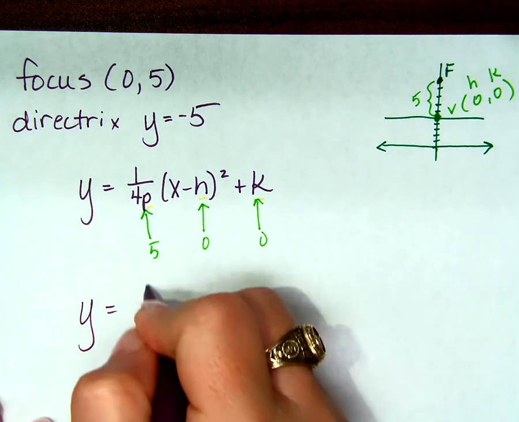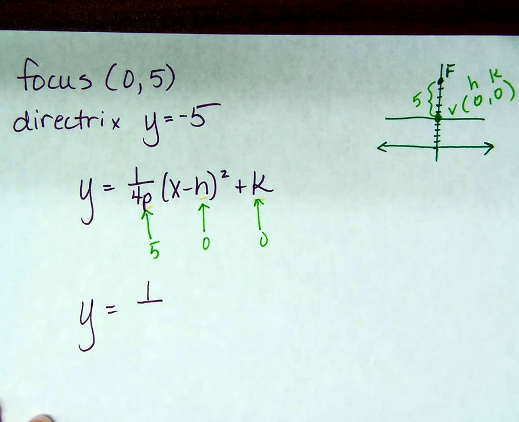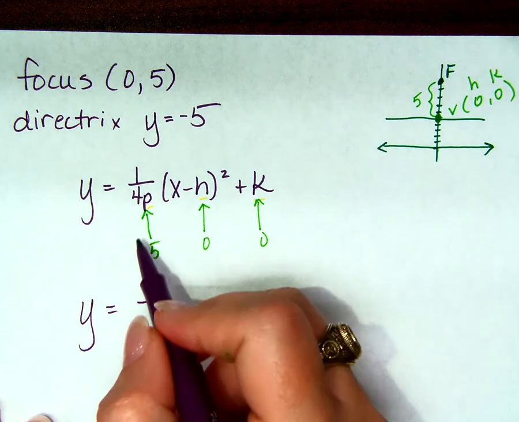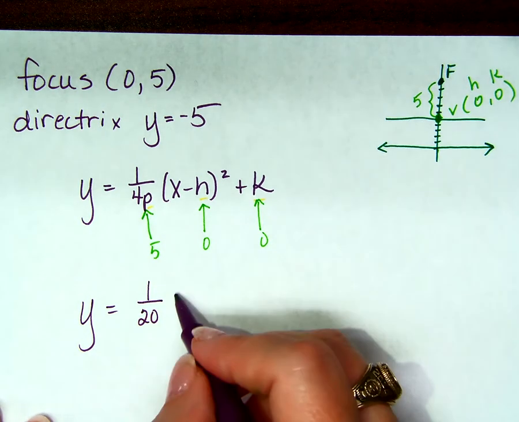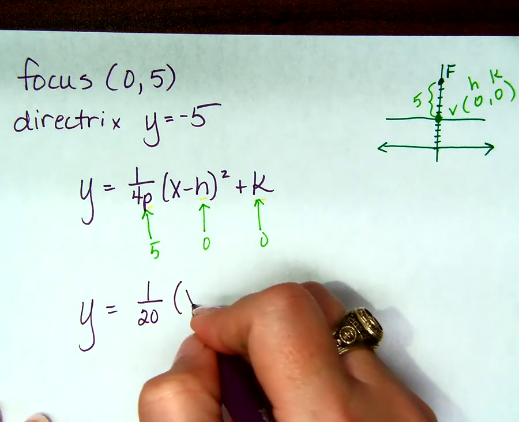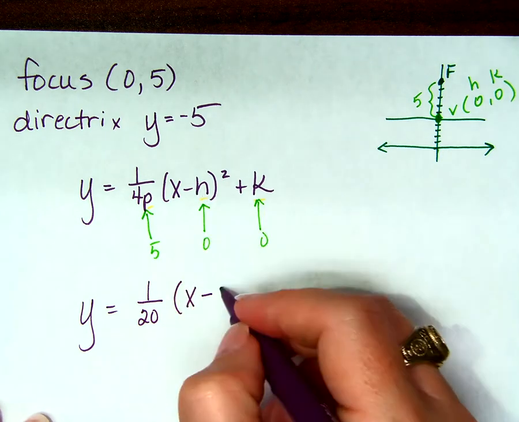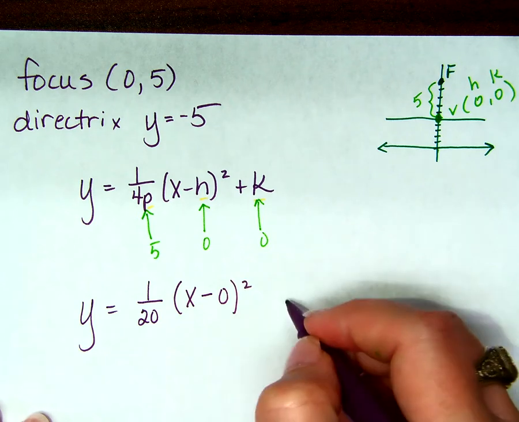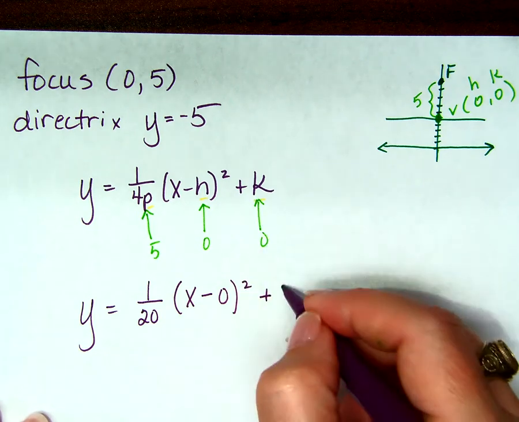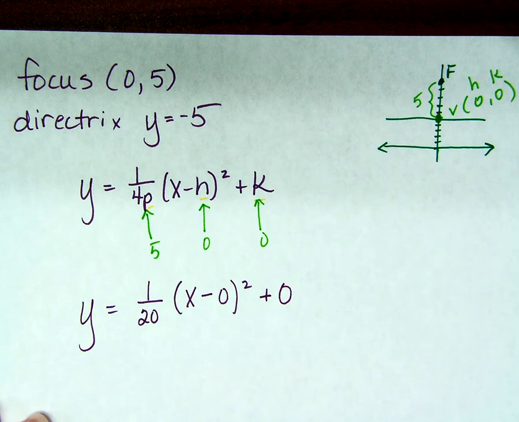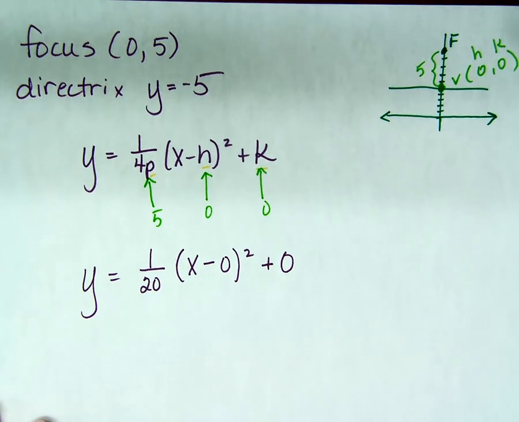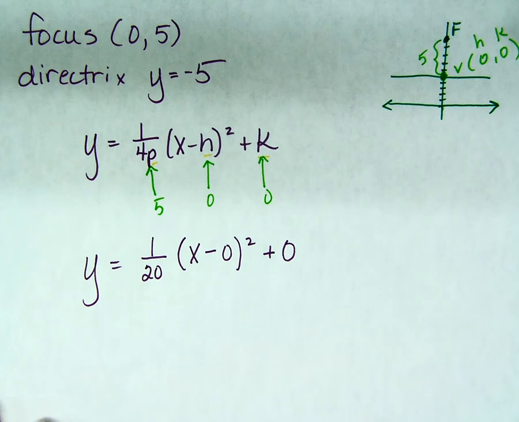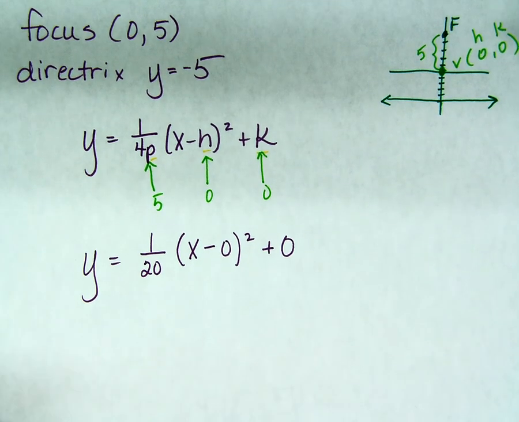Y equals 1 over 20. Why is it 20? 4 times 5, right? And then what? X minus 0 squared plus 0. Now, if I leave it like that, is that the correct answer? Yes. Will I get any points off for that? No, it's a perfectly fine answer.